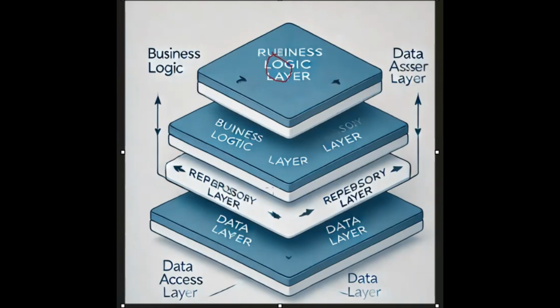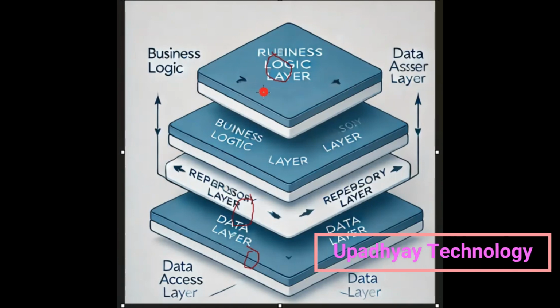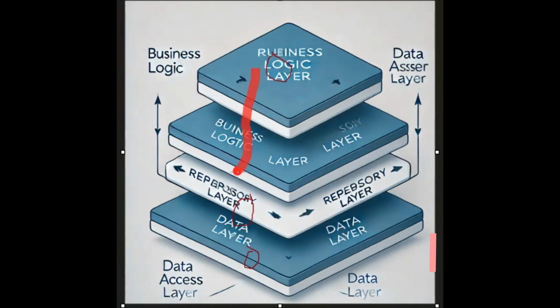If we look at our diagram, here is our business logic. Then we have this repository, and at the end we have the data access layer. Now, what happens? The business logic will talk to the repository, and the repository will talk to the data access layer. And in reverse, the data access layer talks to the repository, and the repository talks to the business logic. So in this way, there is a layer in between the business logic and the data access layer, called the repository layer, which plays a mediator role.